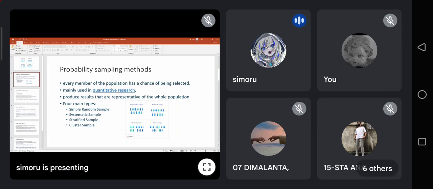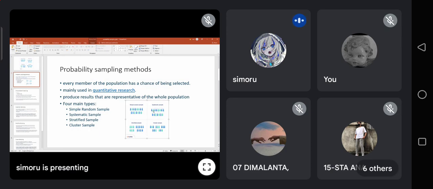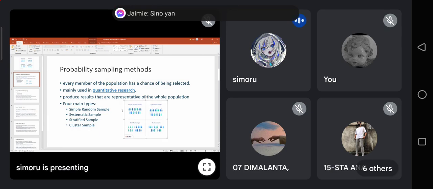So moving on to probability sampling method. Probability sampling means that every member of the population has a chance of being selected. Probability sampling techniques are the most valid choice. There are four main types of probability sampling in this image: the simple random sample, the systematic sample, the stratified sample, and the cluster sample.